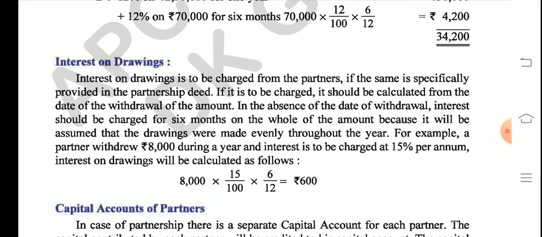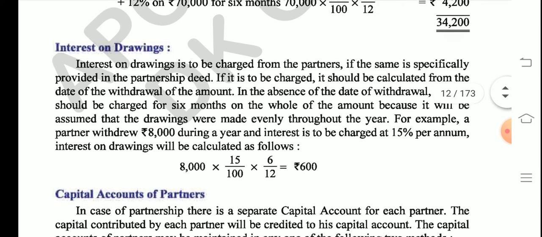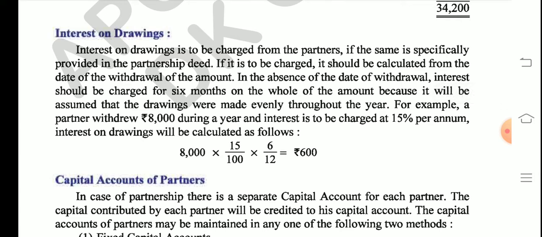And suppose the rate is mentioned, then we will charge accordingly. And if the time period is mentioned, suppose the partner withdrew capital on 1st August or 1st January, we'll calculate accordingly. If nothing is mentioned in the question and the question is silent about the time period of drawings, we take an average here. It's very, very important to understand, students. We take an average here and we calculate by 6/12.